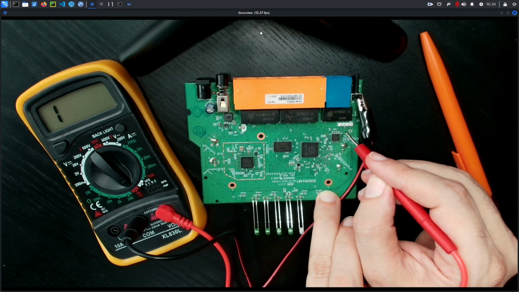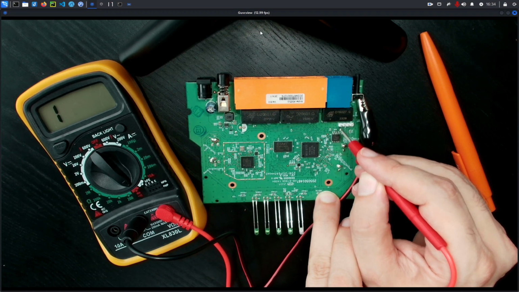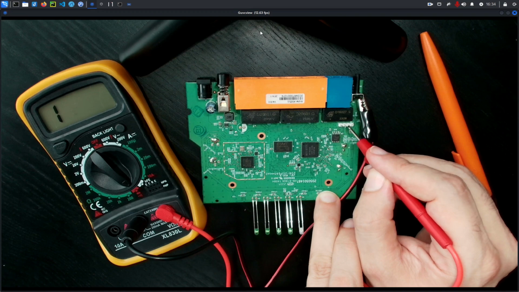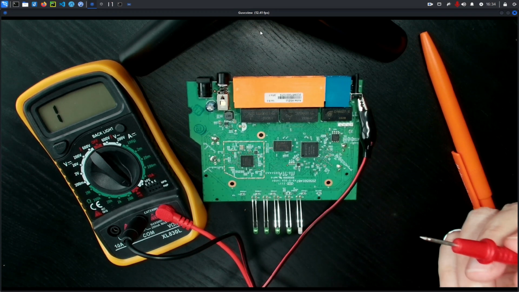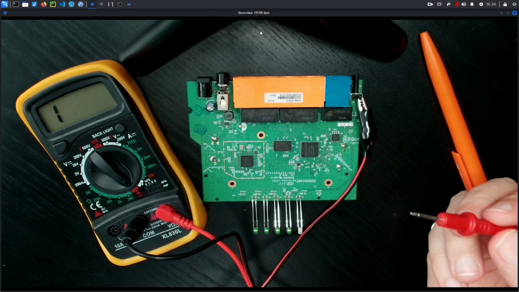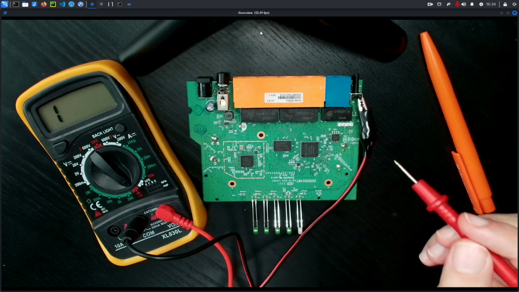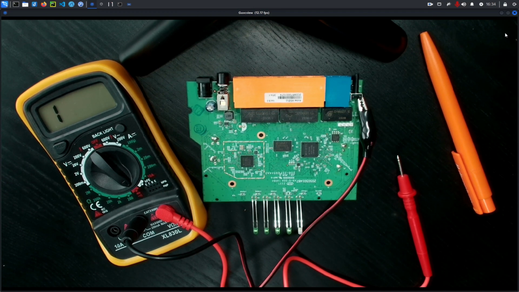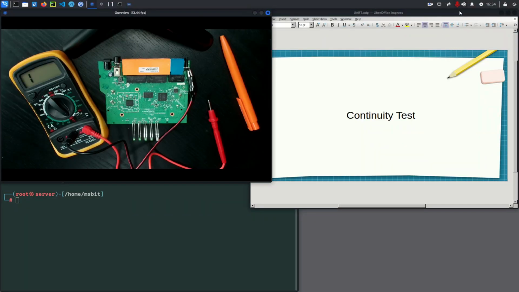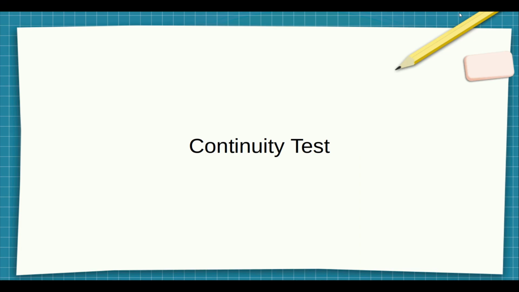Let's do the same with the third. Nope. And the fourth. Nope. So only the second is the ground. So by using this continuity test, now we know that the second pin in our pin header is the ground. Okay, we identified one pin's functionality. What's the second?